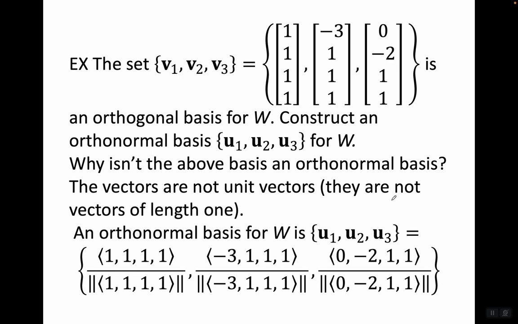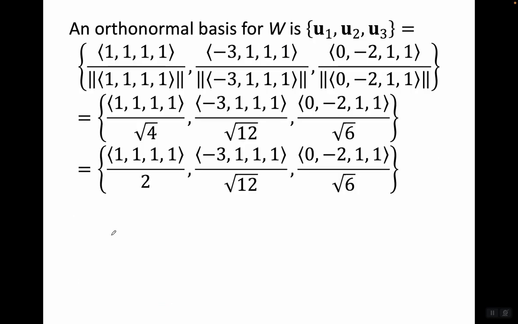Construct an orthonormal basis, u1, u2, u3 for W. Why isn't the above basis an orthonormal basis? The vectors are not unit vectors. They're not vectors of length 1. And the difference between an orthogonal and an orthonormal basis is that in an orthonormal basis, the vectors have length 1. Well, all you got to do is take these vectors and divide them by their length. Okay, and then you get a set u1, u2, u3 that's an orthonormal basis.